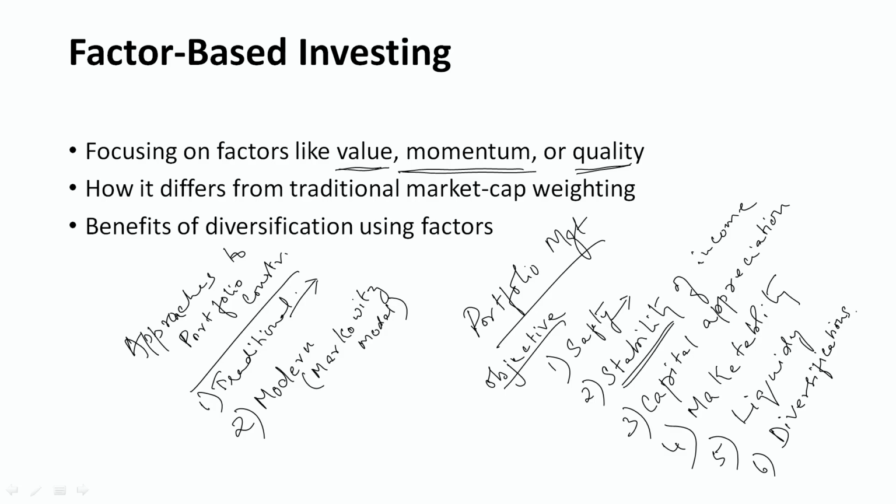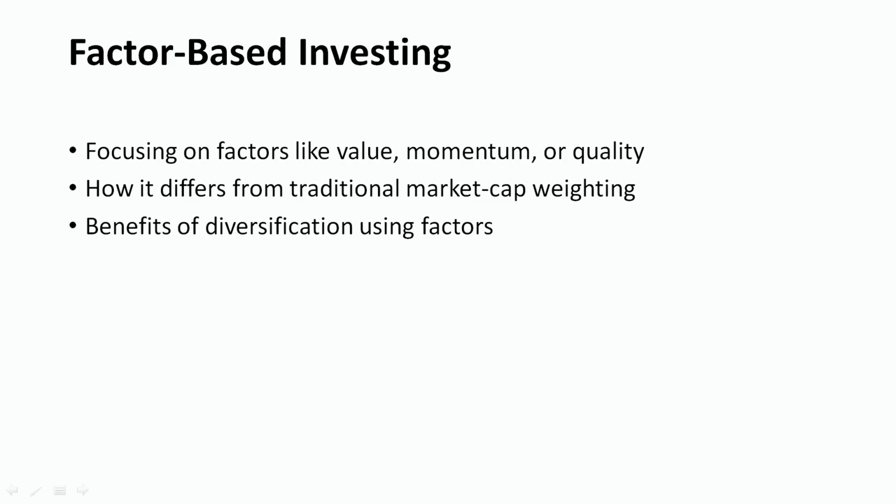And the next important thing is how it is going to differ from the traditional market cap weightage. If I follow the traditional approach and want to shift to a modern approach, what difference it is going to make in terms of my capping for different types of securities which I have discussed in the earlier slide. And this also talks about the benefits of diversification. So these are some of the important factors which are being considered.